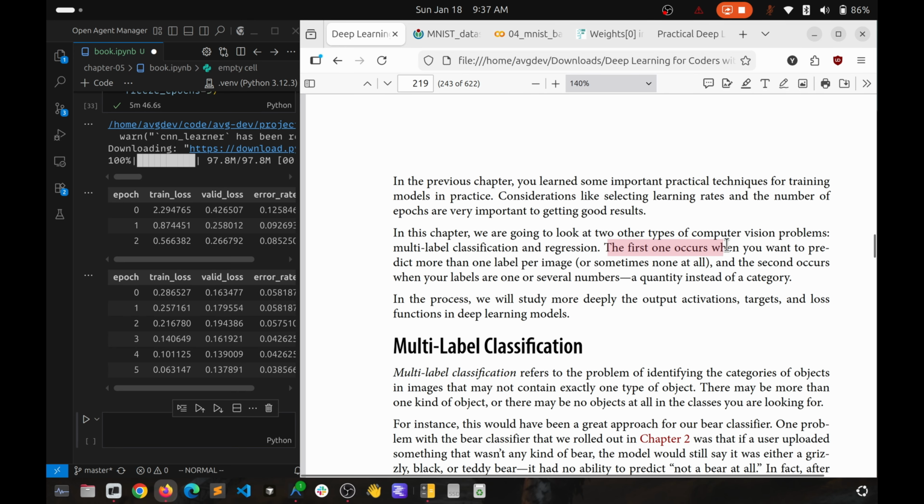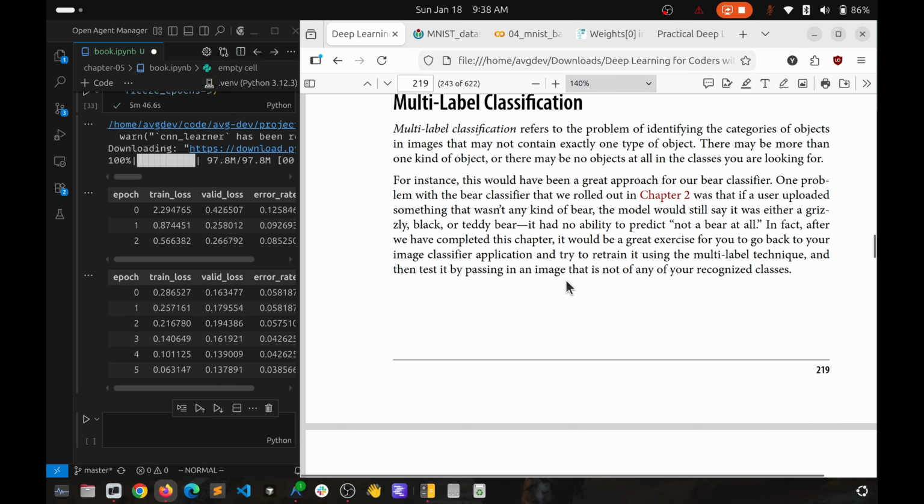The first one occurs when you want to predict more than one label per image, or sometimes none at all. And the second occurs when your labels are one or several numbers, a quantity instead of a category. In the process, we will study more deeply the output activations, targets, and loss functions in deep learning models.